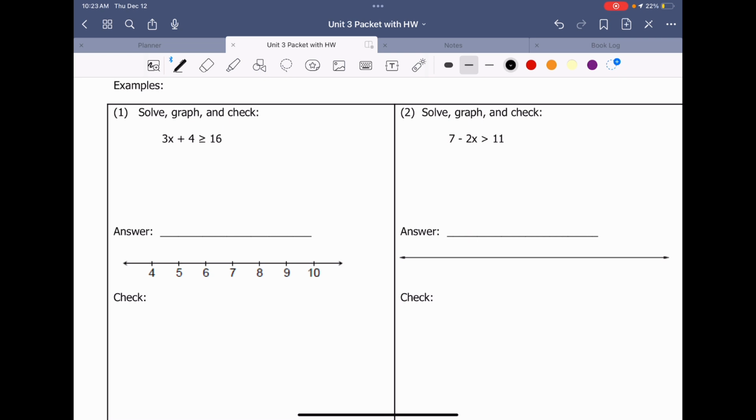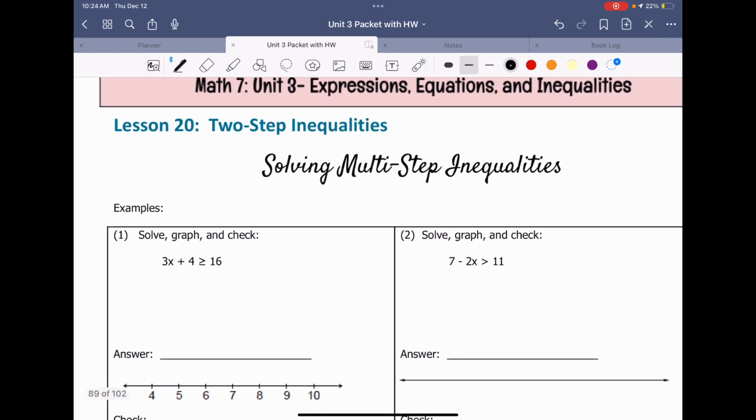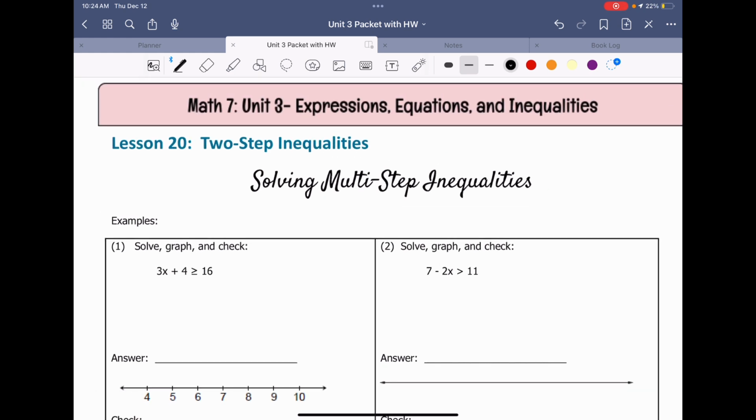Remember, when we solve an inequality, we're going to solve it the same exact way as solving an equation. The only difference is, and we're going to put a little note here, when we multiply or divide by a negative, we have to remember to flip the symbol. That is the only difference. And obviously the fact that you're not writing an equal sign. Okay, so let's try this out.